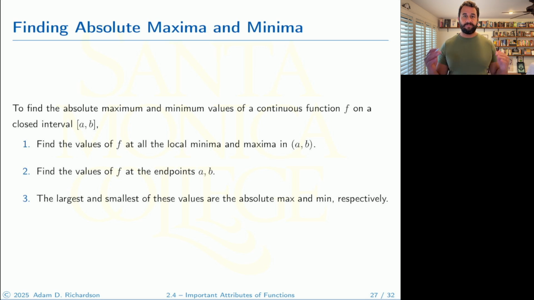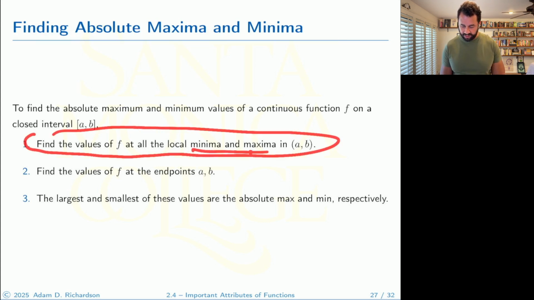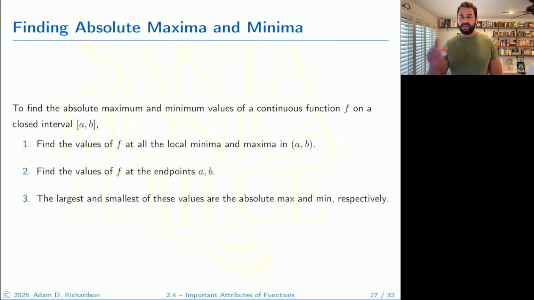So here is the step-by-step process. This is what you do. If someone says, hey, find the absolute maxima and minima. First, you find the values of f at all the local minima and maxima. So you've got to analyze the function in its domain first and find all those peaks and all those troughs.